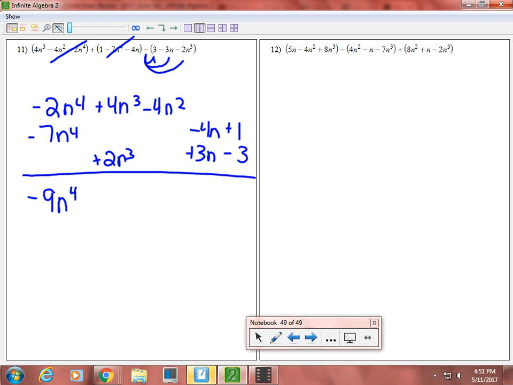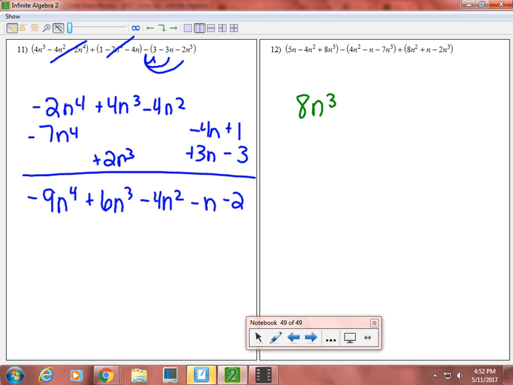Negative 9n to the fourth, 6n cubed, minus 4n squared, minus n, minus 2. And that should be your answer for that. Okay, so it's going to go the same way in number 12. I see that my biggest thing is to the third, so I'm going to start there.